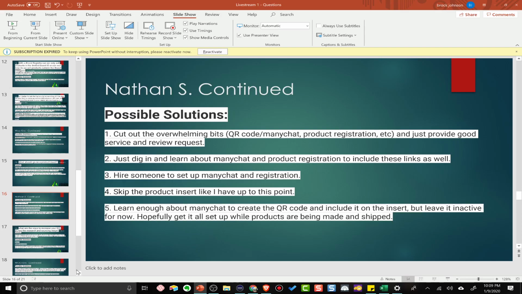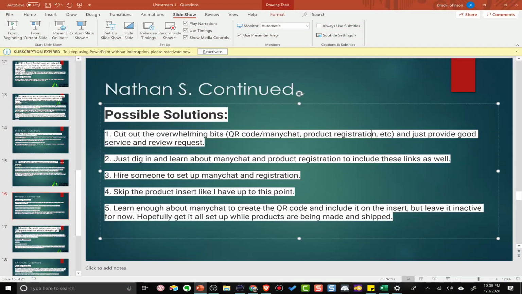Have you spoken to someone you love? Cut out the overwhelming bits. Okay, so he was saying cut out the overwhelming bits as his possible solutions. They're going to learn about ManyChat and registration. Hire someone to set up ManyChat and registration. I would probably not do that. If you're hiring somebody to set up something that you don't know that you should be doing, never outsource that which should not be done.